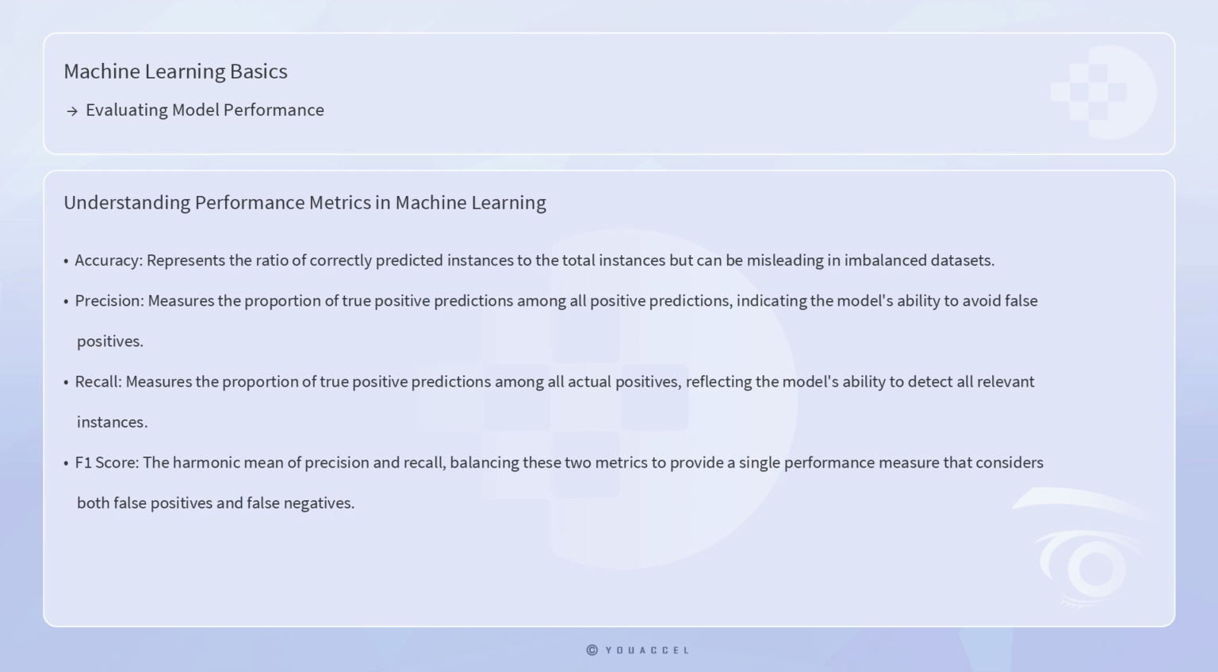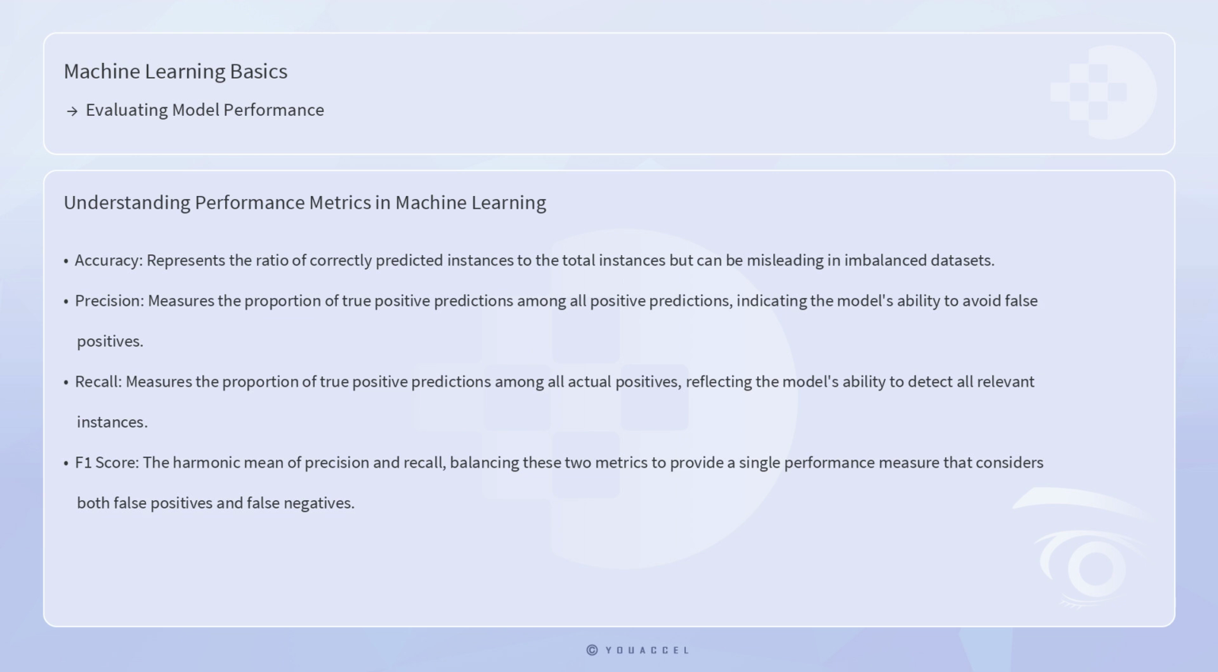Accuracy is the simplest performance metric, representing the ratio of correctly predicted instances to the total instances. However, accuracy alone can be misleading, especially in imbalanced datasets where one class dominates. Precision and recall offer a more nuanced view.